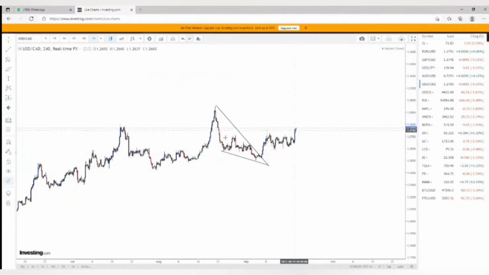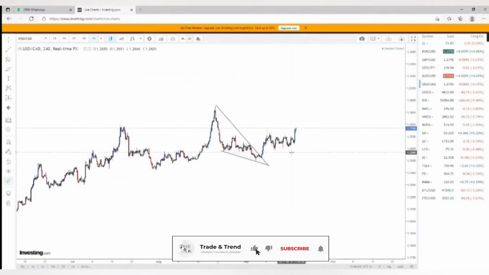You understand? Now you have a breakout. In a way, this is a wedge. You're looking for a breakout, pushing to the upside. Now you have a nice, beautiful swing to the upside. You understand?